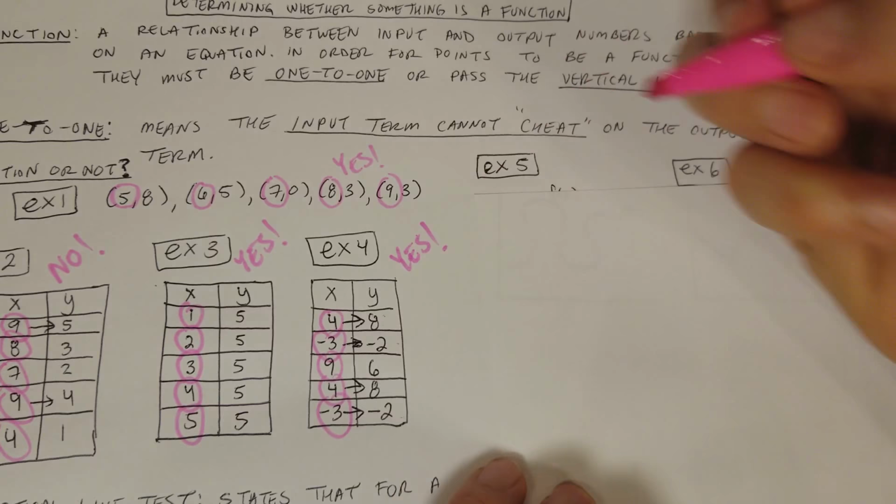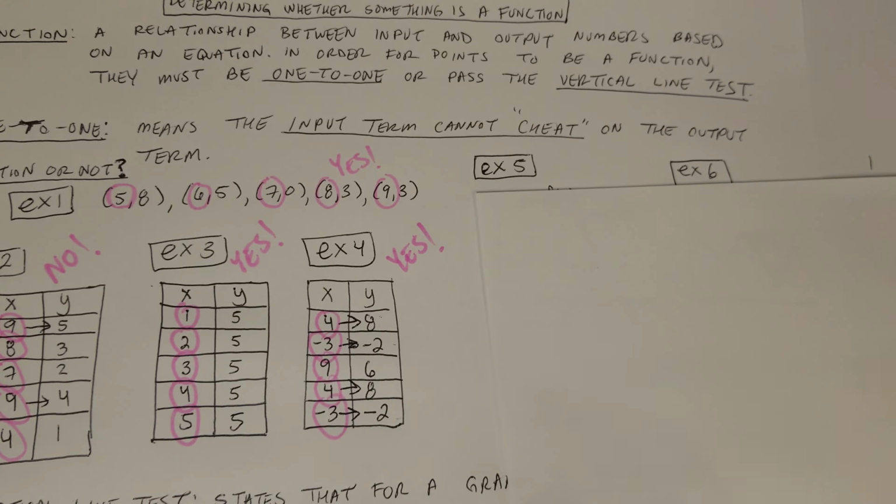So negative 3 repeats starting with the negative 2, and then it pops up again. But look, it's still with the same partner, right? So it pops up with the negative 2 originally, and then it pops up again with the negative 2, so we're good. If there is no cheating with the input numbers, then it is a function. So we're going to say yes for this one as well.